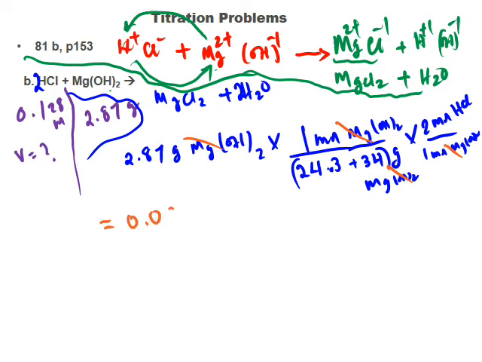0.0984 mole HCl. Now, did we get our answer yet? Answer is no, because the question is asking for the volume of HCl. And we got the mole of HCl, and we also know the molarity of HCl.